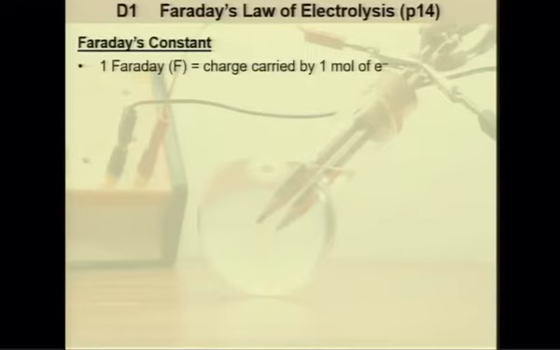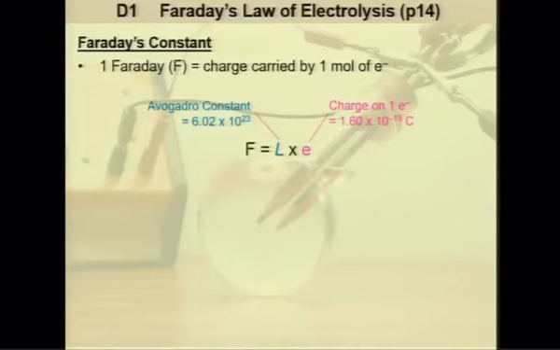1 Faraday is the charge carried by 1 mole of electrons, which makes this equation quite intuitive. e is the charge, the magnitude of the charge, of 1 electron. I remove the negative sign now. L is Avogadro's constant, which tells you the number of particles in 1 mole. So multiplying this together, it is literally the charge carried by 1 mole of electrons, which is 96500 coulombs per mole. Don't worry about memorizing this number, though if you practice enough, it will be ingrained in you.